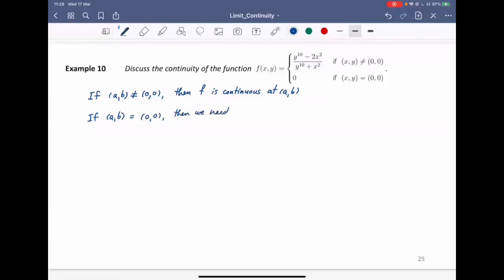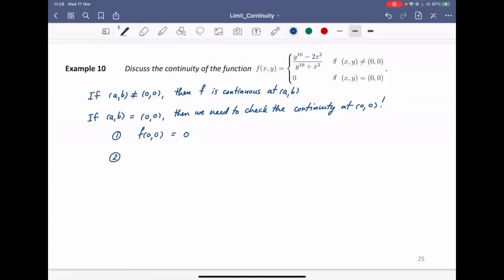We need to check the continuity at 0, 0. Okay, good. So let's do it. First of all, I'm gonna do the same thing. F(0, 0) is 0. Good. And then number 2.